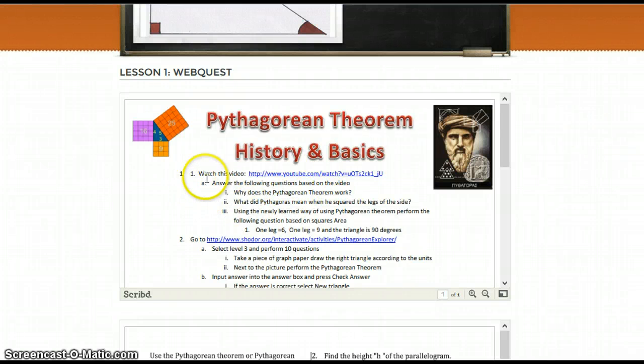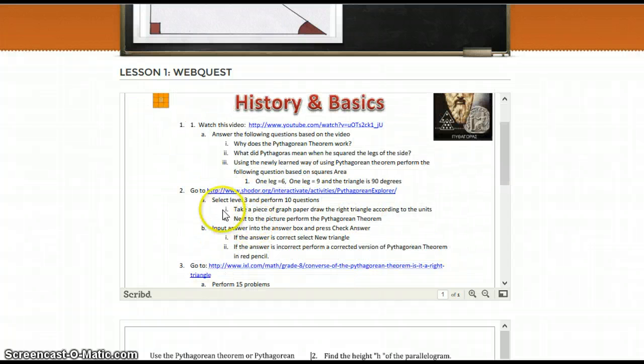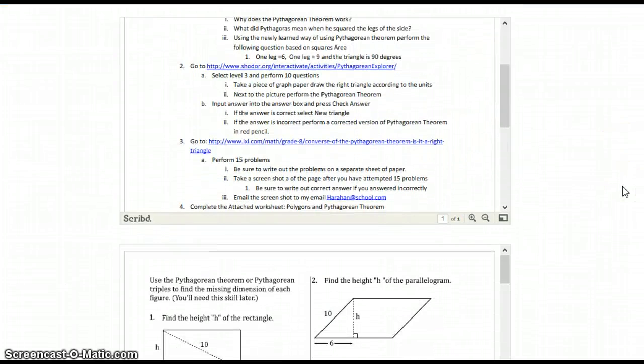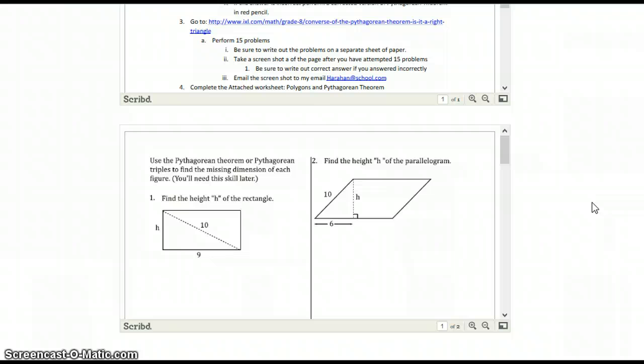As you can see, here's a link to a video and the questions that will correlate with that video. And then again, here's another link, and the students will be answering questions that are on that link. Below my web quest, I actually have a worksheet that the students will be completing for more practice on how to solve polygons using the Pythagorean theorem.